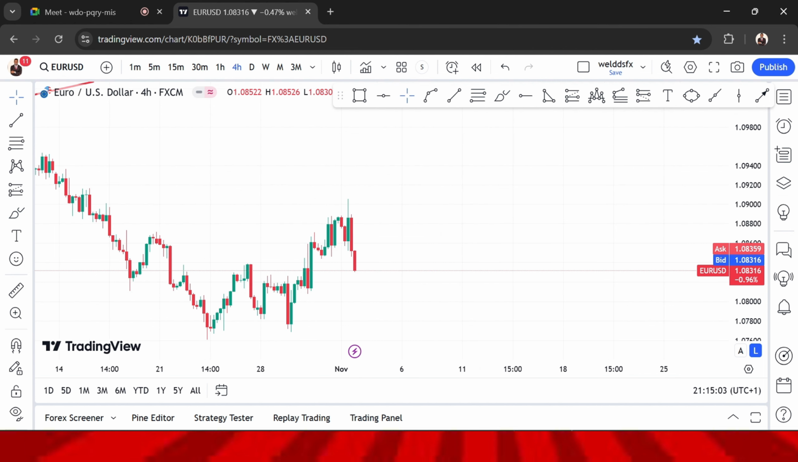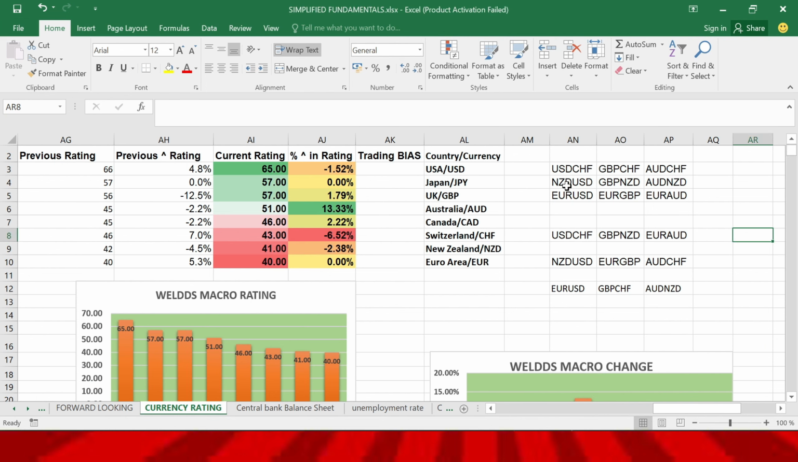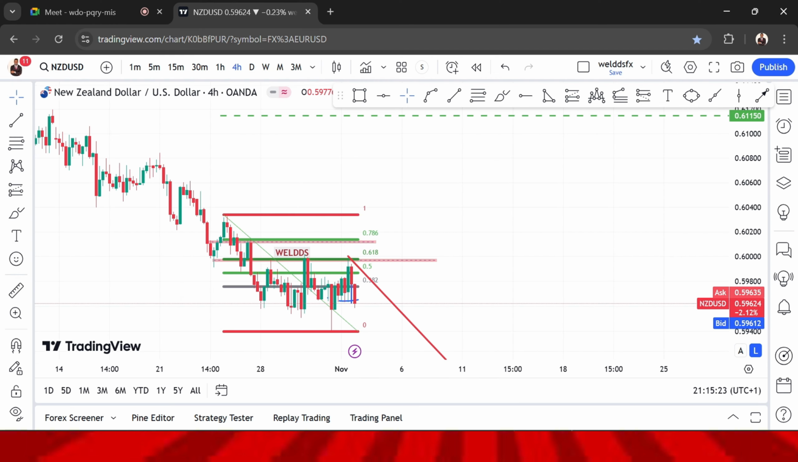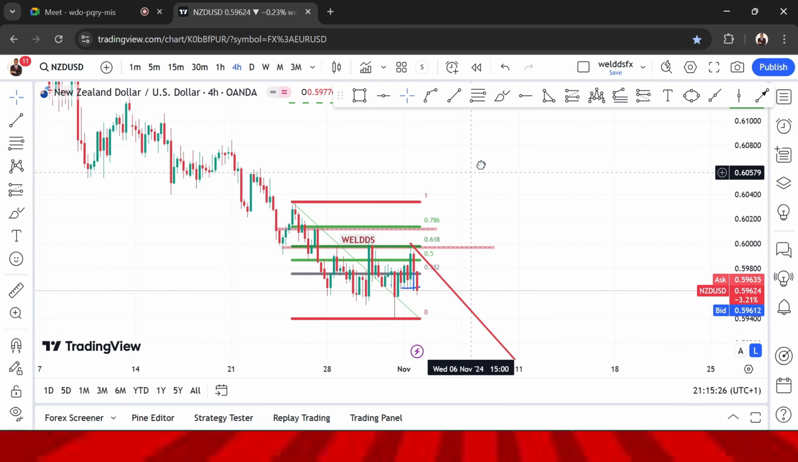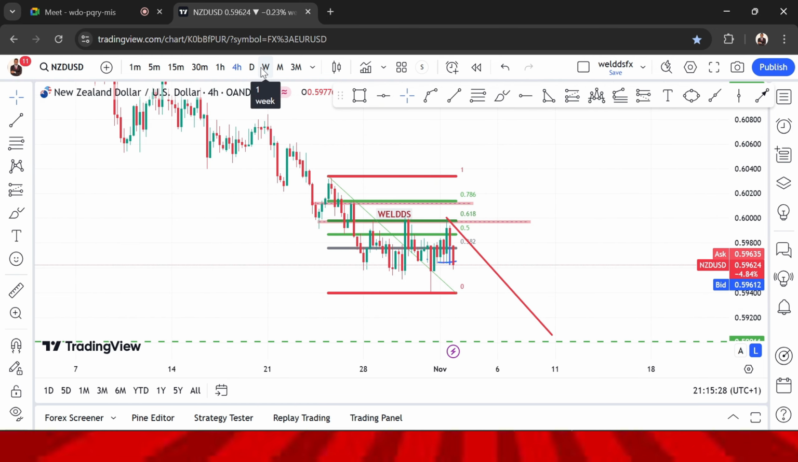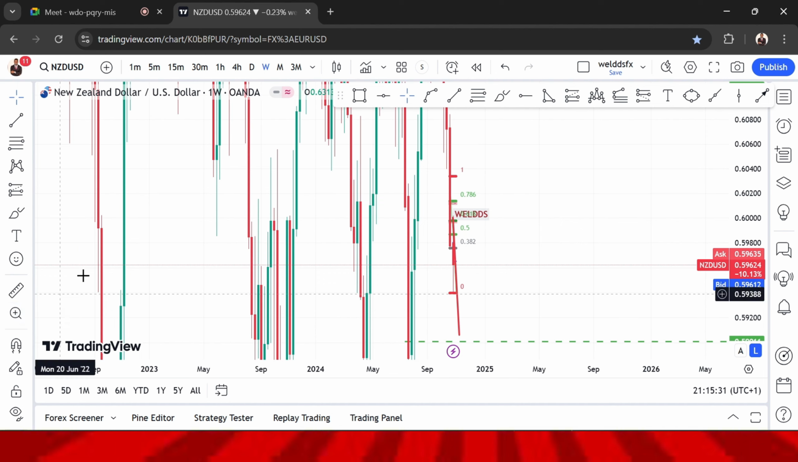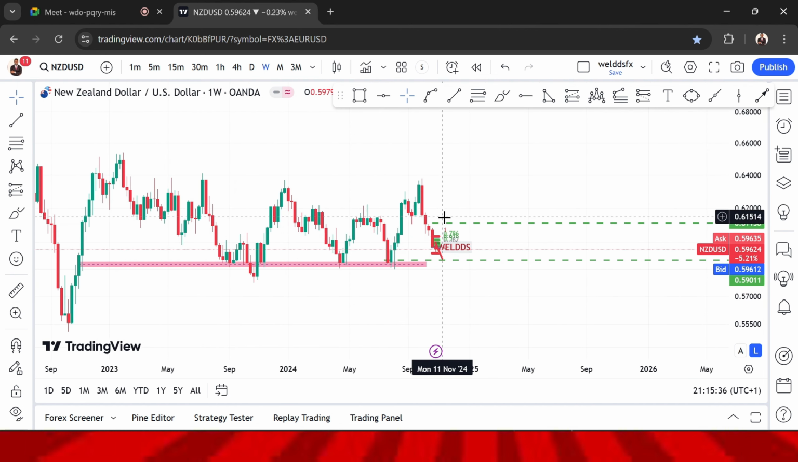The next trade we have on our watch list is NZD USD, New Zealand dollar US dollar. Okay, so this is New Zealand dollar US dollar. This trade is actually a clear sell. We have been selling for some time and we are not going to stop anytime soon. You can see this currency pair on the weekly time frame. This is where I start my analysis.